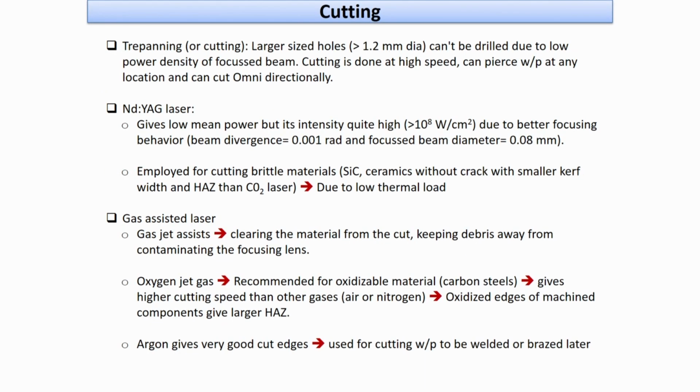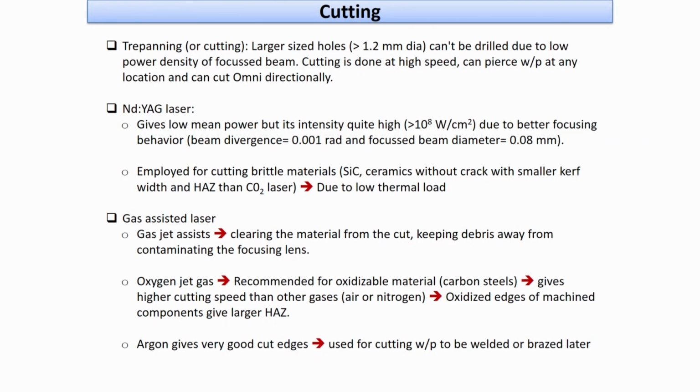So laser beam can also be used for cutting purposes, trepanning operation or cutting. Large size holes, if the diameter of the hole is more than 1.2 millimeter, can be cut by this trepanning operation. In this trepanning operation, instead of melting and vaporizing the total volume of material, the laser beam is passed along the periphery of the hole, so that the total amount of area can be removed.